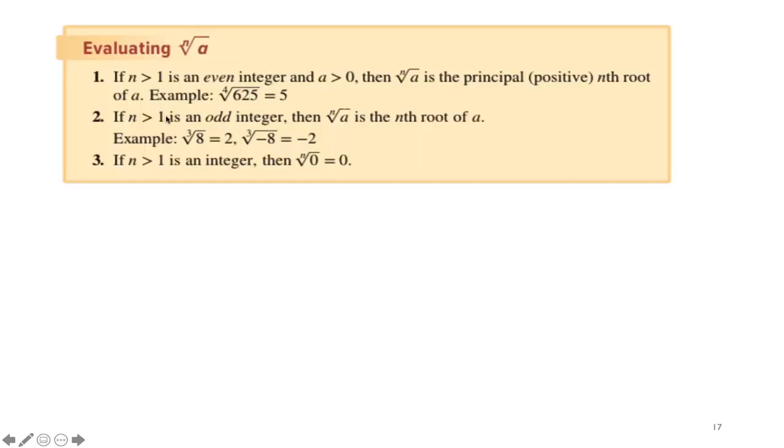But if n is bigger than 1 and odd, then the nth root of a, this notation represents the nth root of a because there's only one nth root. But in the case where n is even, there will be 2 nth roots, and so again the symbol always represents the positive or the principal nth root. And then for the case with 0, the nth root of 0 is always 0. Okay, notice in all these cases the index n has to be bigger than 1, and it could be even or odd, but it has to be bigger than 1. It has to be an integer.